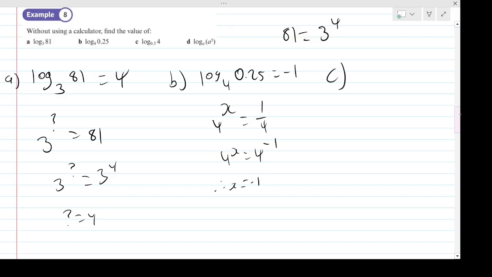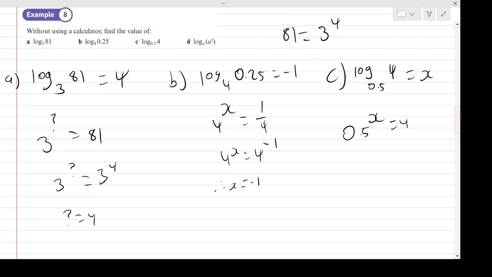Cool. Part C, we have log base 0.5 of 4. Okay. So then, again, that's going to equal x. I don't know what that's going to equal. But again, that tells me that 0.5, my base, raised to this mystery power, has to get me 4. Okay.